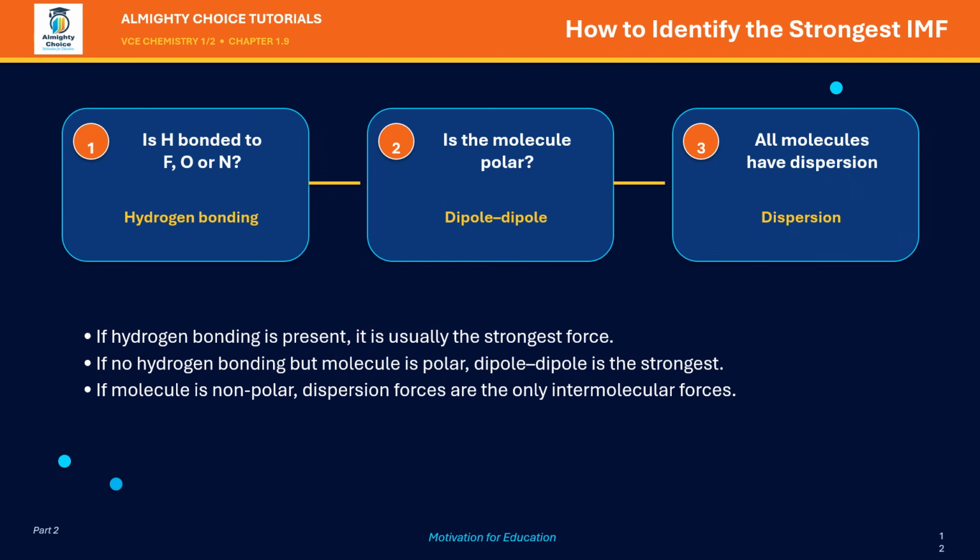This flowchart helps you identify the strongest intermolecular force. First ask, is hydrogen bonded to fluorine, oxygen, or nitrogen? If yes, hydrogen bonding is usually the strongest. If not, ask whether the molecule is polar. If it is polar, the strongest force is dipole-dipole. If it is non-polar, the main force is dispersion only.